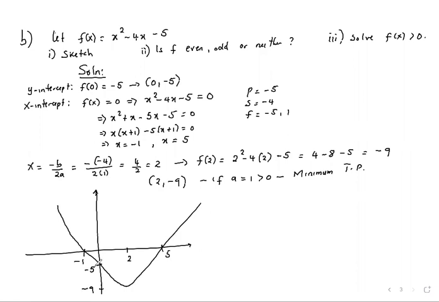Yeah, if you like calculus so much, you differentiate to say, okay, what is f prime? We're looking for a turning point. It's 2x minus 4, equated to 0. You get x is equal to 2. Substitute to get -9. You want to know whether it is minimum or maximum? Differentiate again. You get +2, greater than 0. So it's minimum.